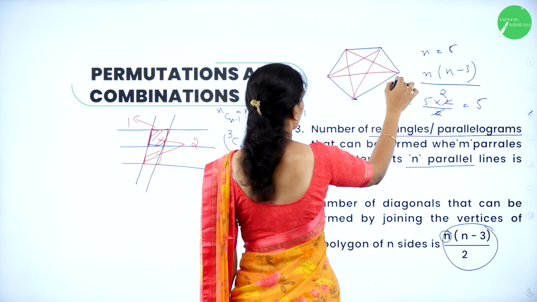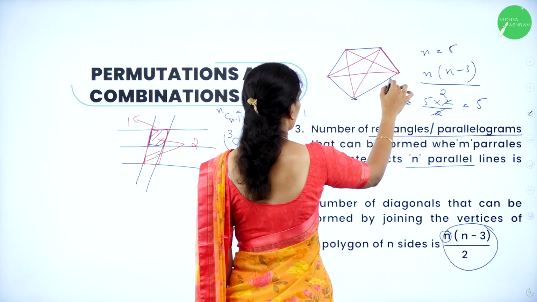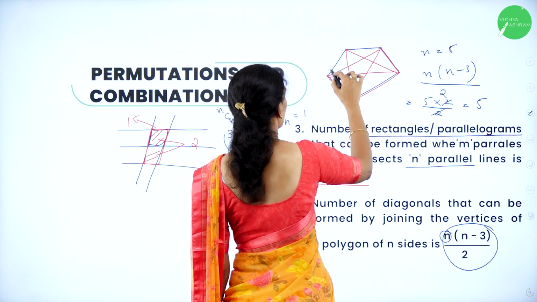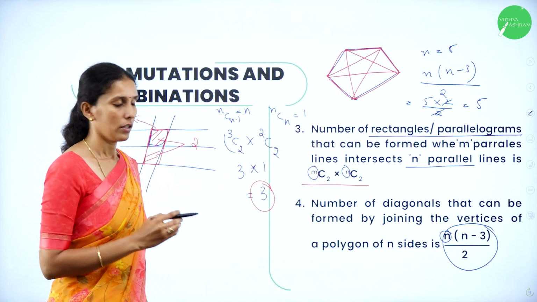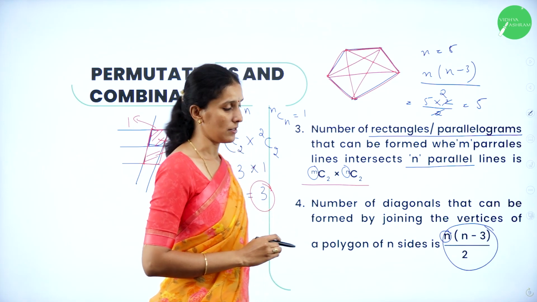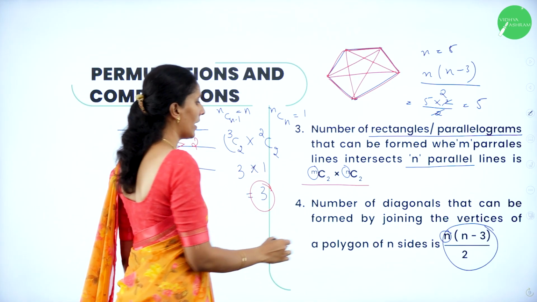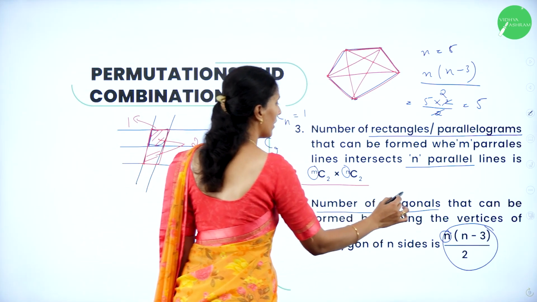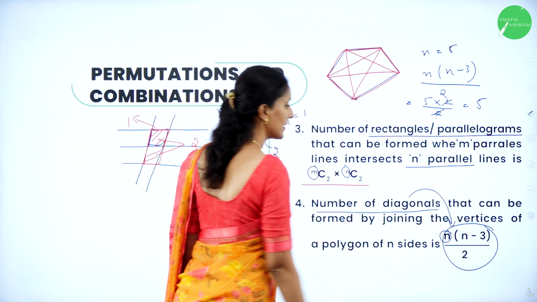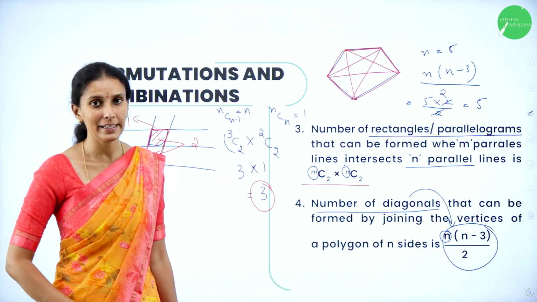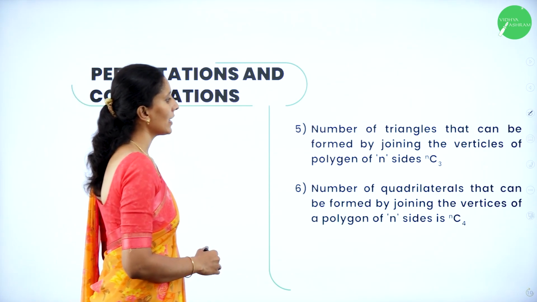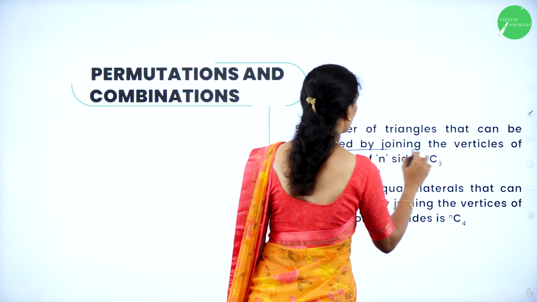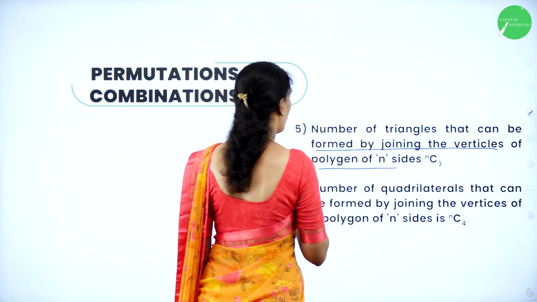So this will be the outside part of the pentagon. So you can draw and check. You will get 5. So therefore, the number of diagonals for n vertices is n into n minus 3 by 2. Remember this. Next one. Number of triangles that can be formed by joining the vertices of a polygon.